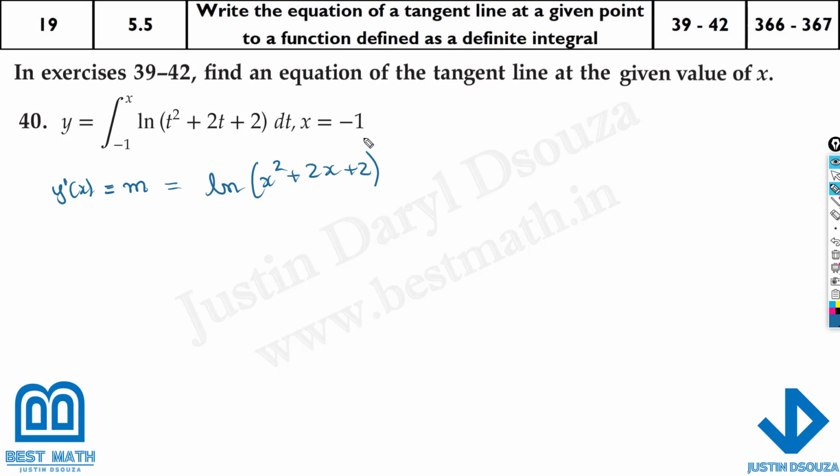Now let's find the slope at this given point. The given point is -1. So it's basically y dash of -1. That is the slope we want. Now here, what happens to x? It's -1, the whole square, plus 2 times -1 plus 2. Just put this all in the calculator and you will get the answer.